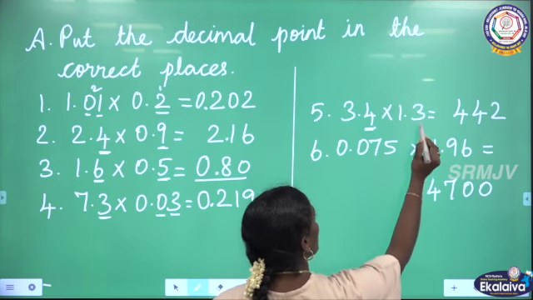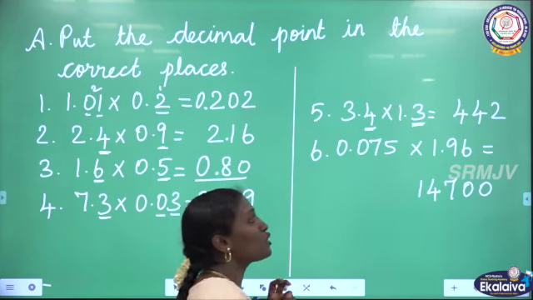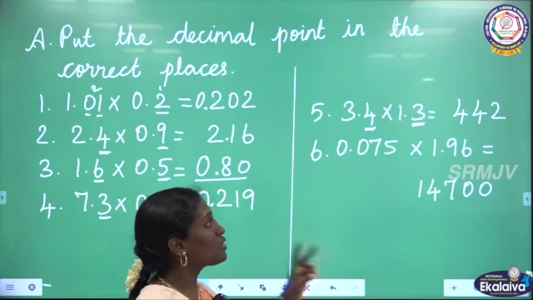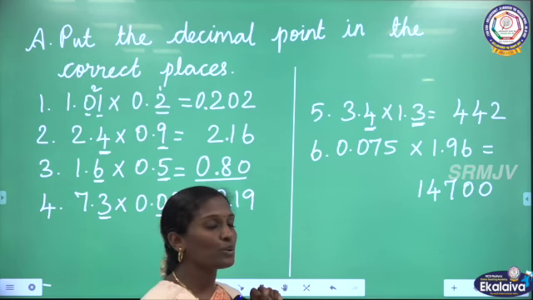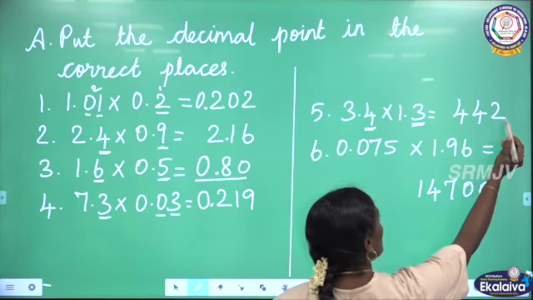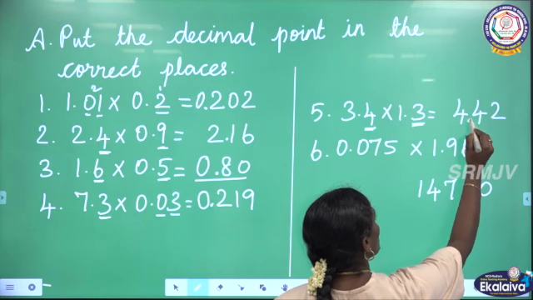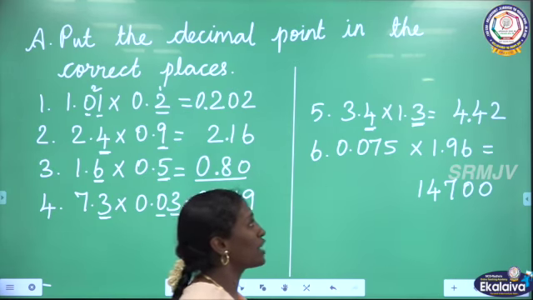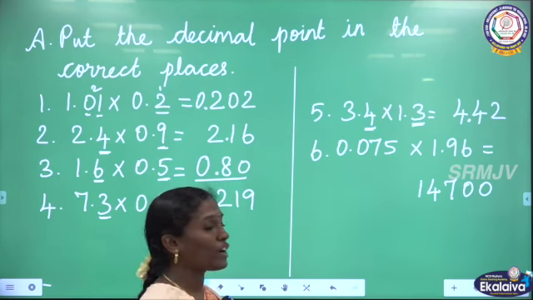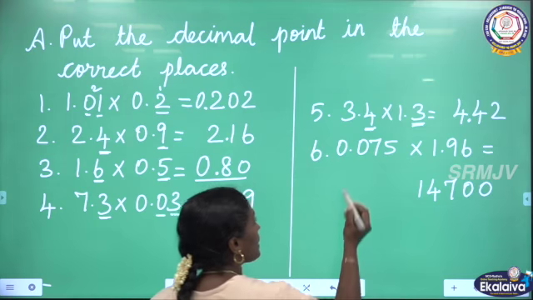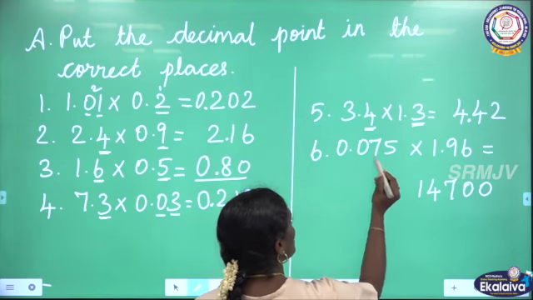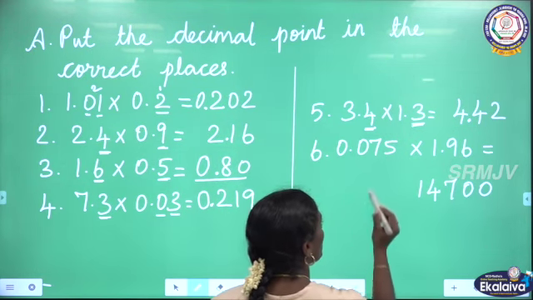Okay, see the next question 3.4 into 1.3. Here 1 decimal place, here 1 decimal place. Totally 2 decimal places. So in answer also we need 2 decimal places. So from the last before 2 digits we have to keep the decimal point. So the answer is 4.42.